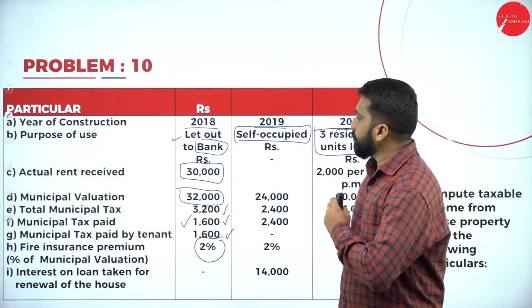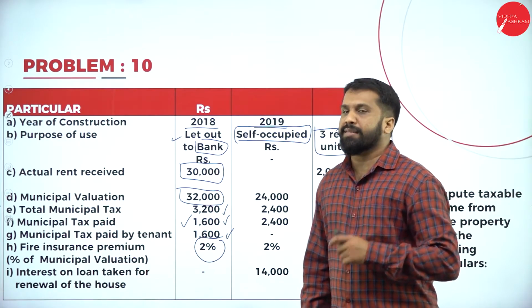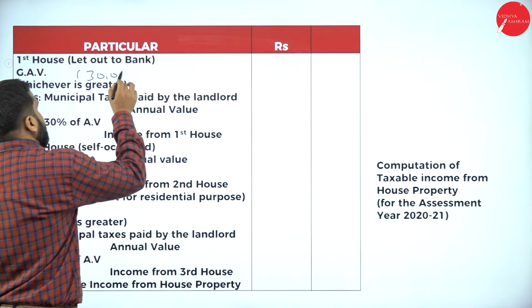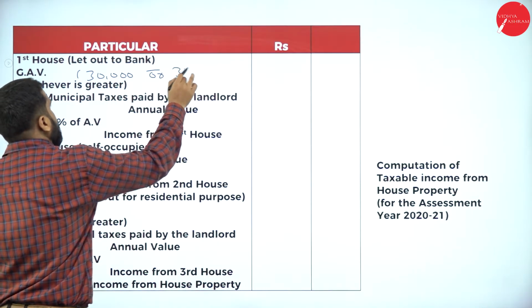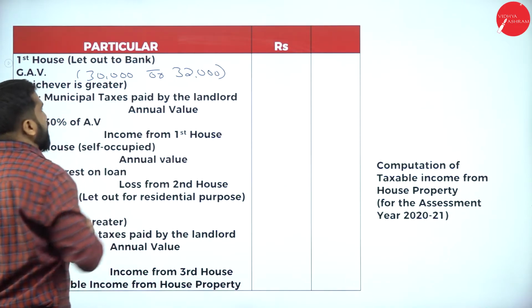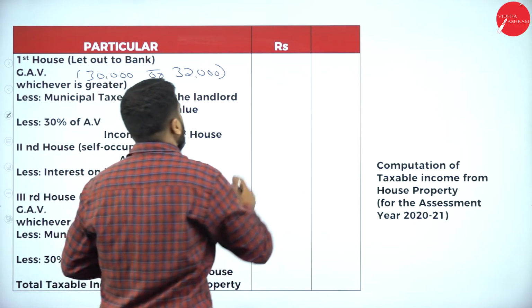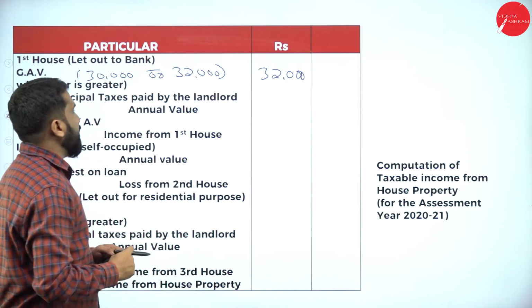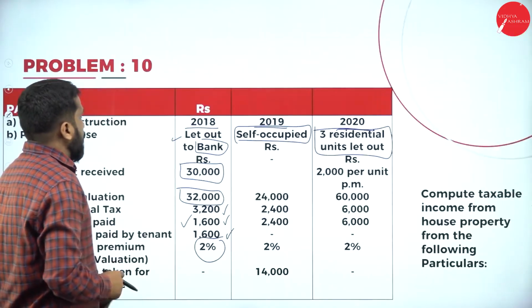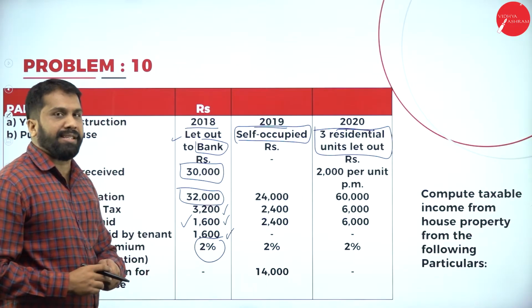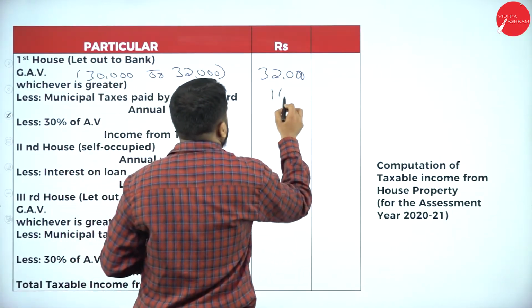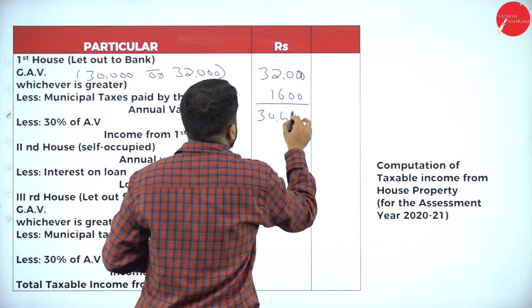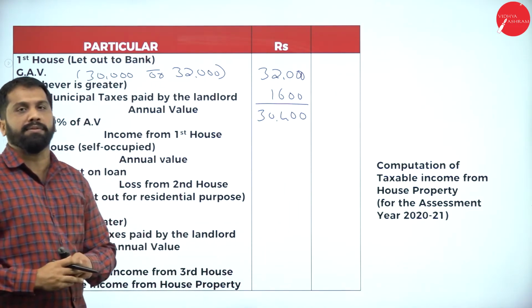First, we'll complete house 1, then we'll go to 2, then we'll go for 3. First house is let out to bank. So, 30,000 or 32,000, whichever is greater. Which one is greater? 32. Next, municipal tax paid by landlord. Paid by landlord is 1,600. Your annual value is 30,400. Any doubt up to this?